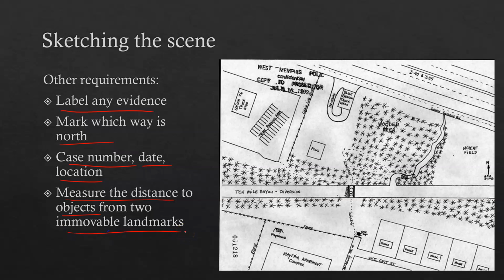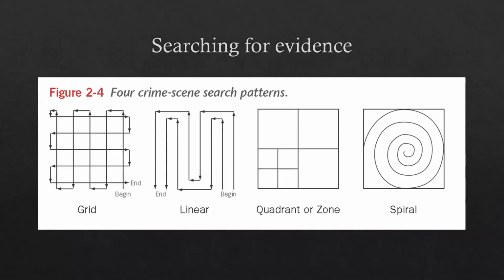And the reason we want to do that is because the landmarks that are immovable provide us a reference point, so that if we wanted to go back, we could triangulate from those 2 immovable parts, okay, in order to find exactly where that piece of evidence was in real life, so that if we needed to recreate the scene or go back and look again for any additional information that we would have missed, we can do that really easily. Okay, searching for evidence.